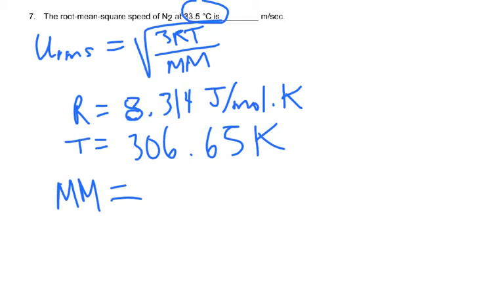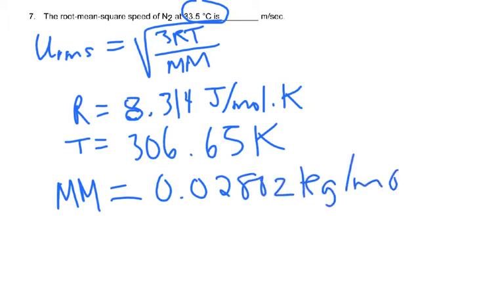So 14.01 times 2 is 28.02. We're going to have to divide this by 1,000 to get it into kilograms. So remember, grams are a smaller unit than kilograms, so there has to be less kilograms than grams. So 0.02802 kilograms per mole. Now we can just plug all of these variables into this equation.